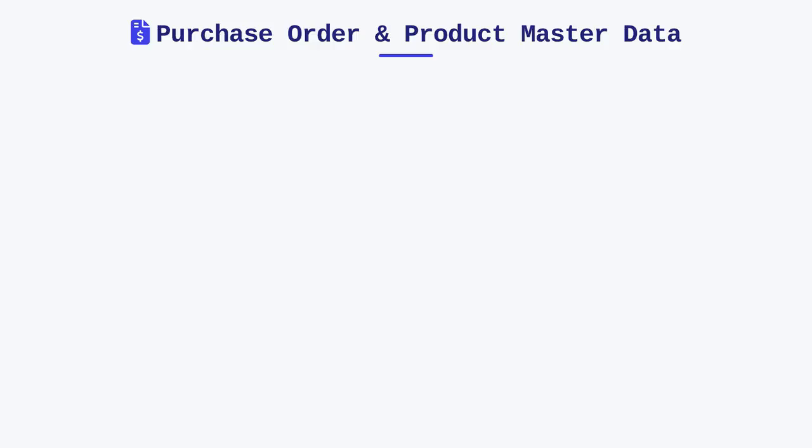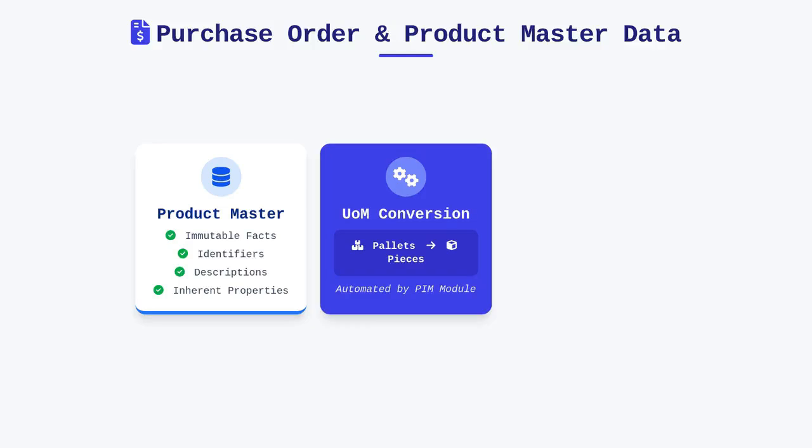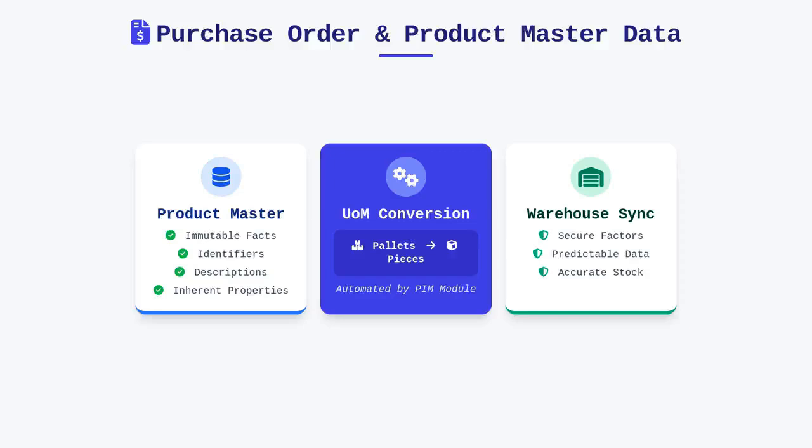When we construct a purchase order, we lean heavily on the product master data. Each line item on the order references these masters, which contain immutable facts about the items, such as their identifiers, descriptions, and inherent properties. From a technical perspective, the system performs unit of measure conversions automatically based on the configurations established in the Product Information Management module. If you procure items in pallets but inventory them in individual pieces, the underlying data model manages the conversion factors securely and predictably. This ensures that regardless of the ordering unit, the system maintains accurate stock levels in the warehouse.